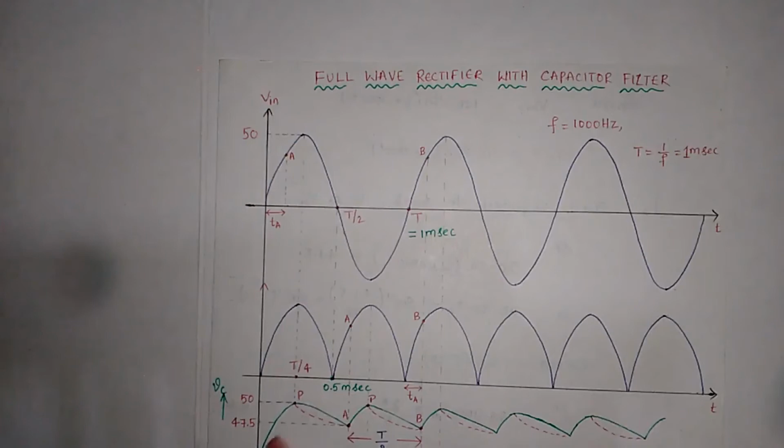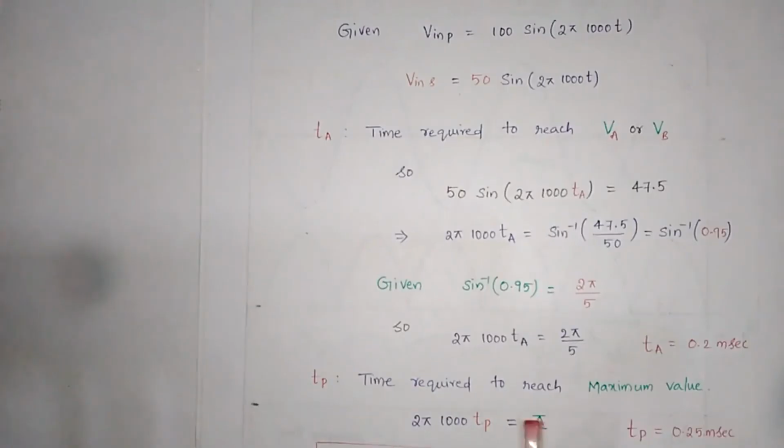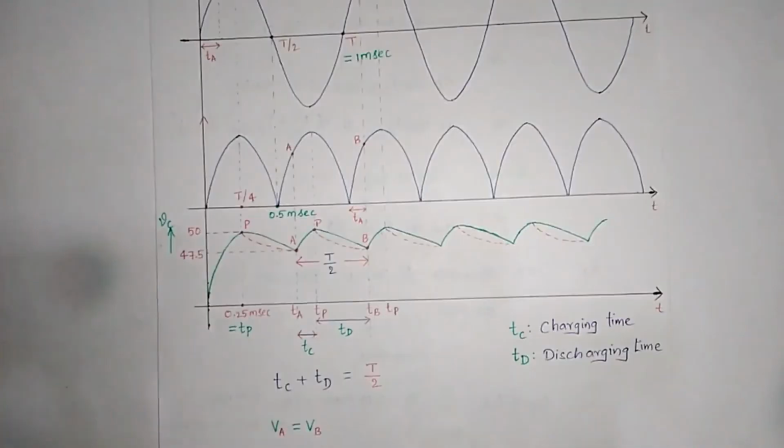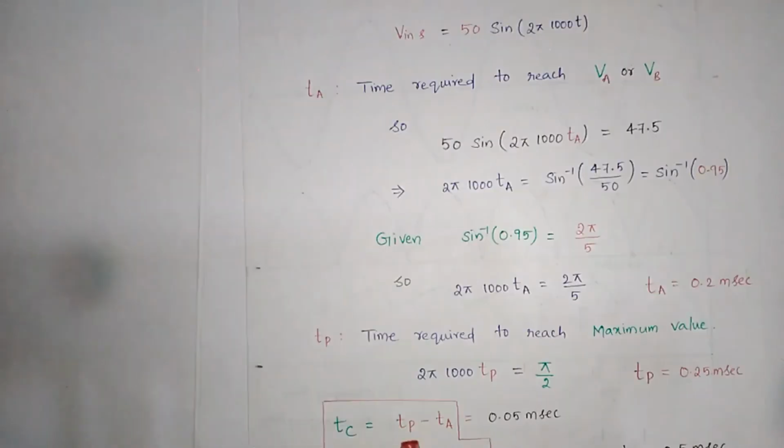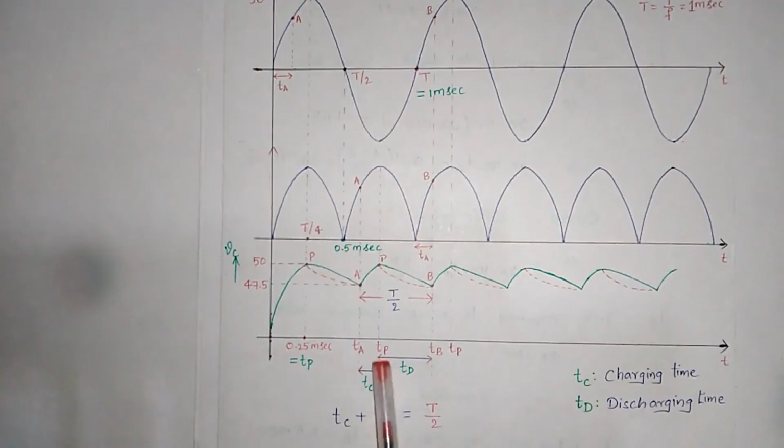And the time required to reach peak voltage, that is 50 volts, is nothing but 1/4 of the time period, and it is found to be 0.25 millisecond. Or it can also be found by equating Vs1 to 50 volts. From this figure, we can write these following relations. Tc equal Tp minus Ta. If we know Ta and Tp, we can find charging time Tc. The sum of charging and discharging times is equal to half the period.